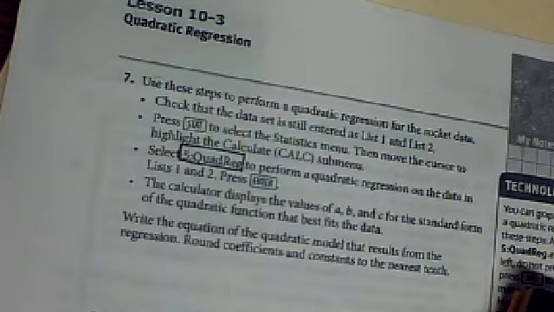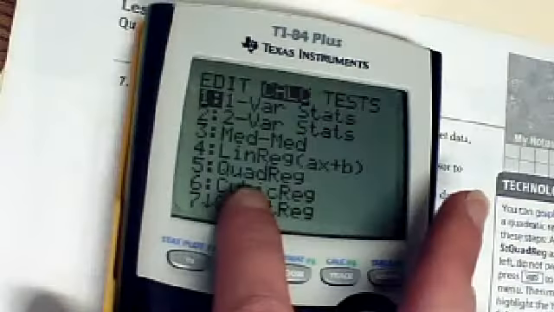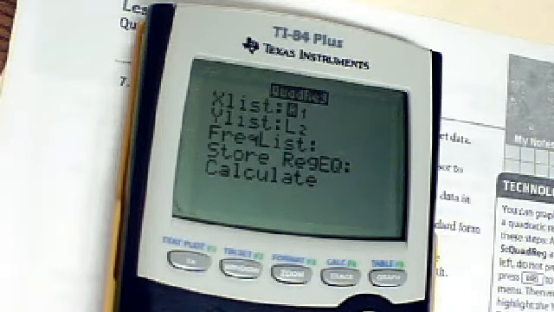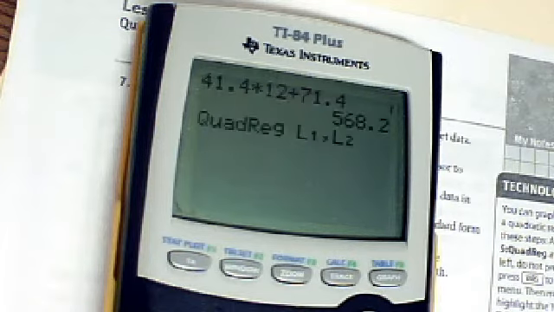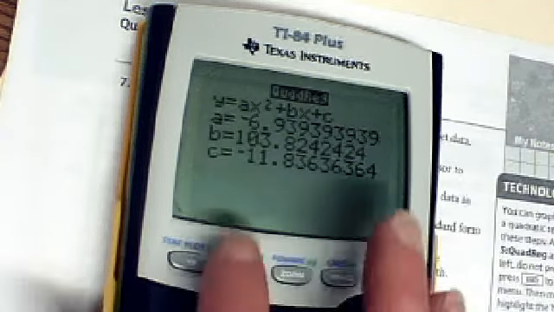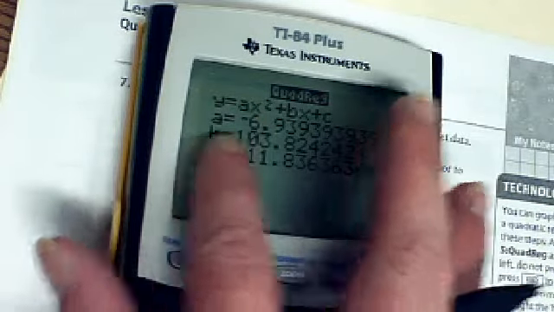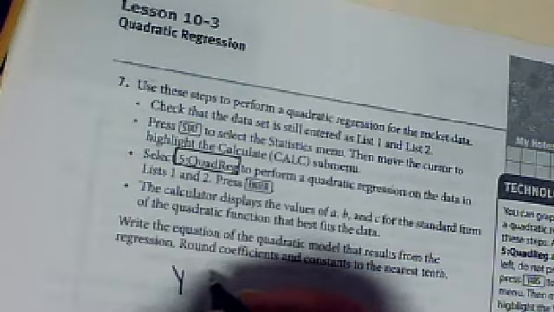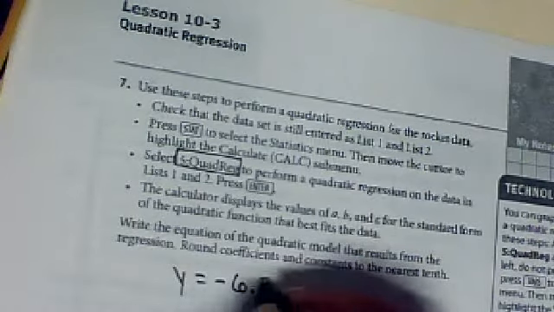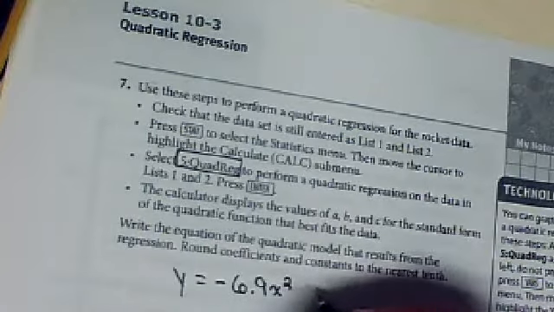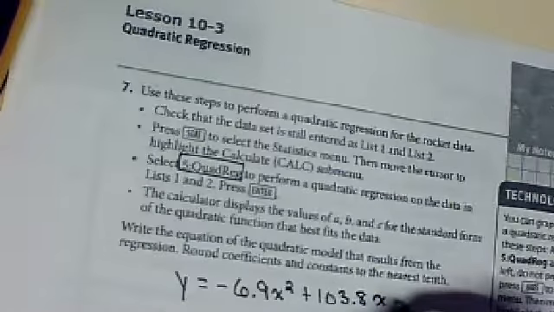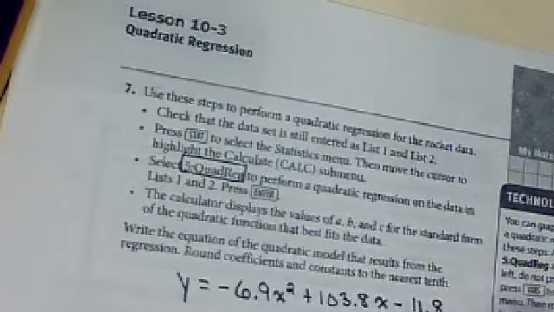So stat, calculate, and if you look on the list, there is an option for a quad regression. It again asks us if our x values are in L1 and the y values are in L2. So go on to calculate, and notice what it gives me. It gives me the A, which goes in front of x squared, the B, and our C. And we're going to round these to the nearest tenth. So A is negative 6.9. B is going to be 103.8. And C is a negative 11.8.